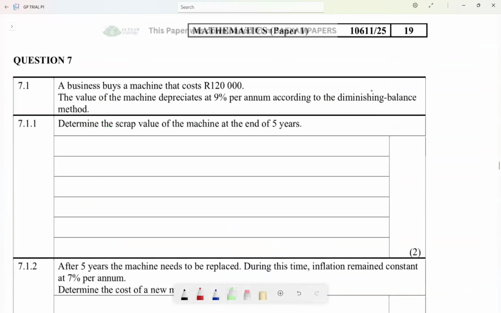Question 7. A business buys a machine that costs 220,000. The value of the machine depreciates at 9% per annum according to the diminishing balance method. Okay, diminishing balance method. Now they are using very bad words. Diminishing balance method just refers to reducing balance method. I don't like the words that they use.